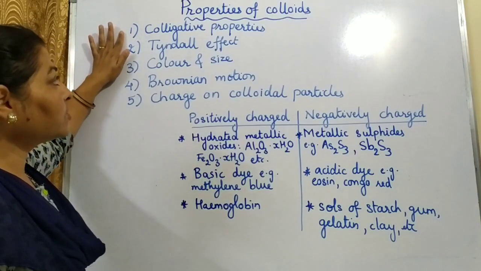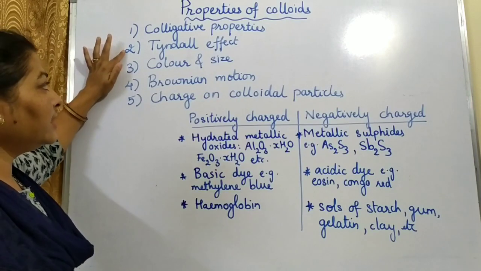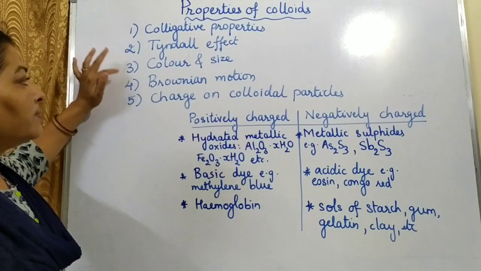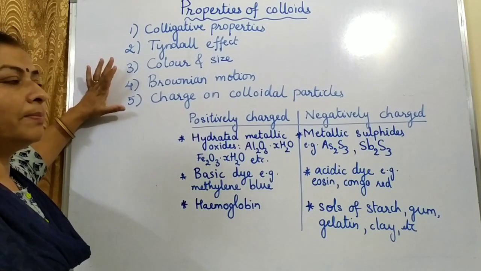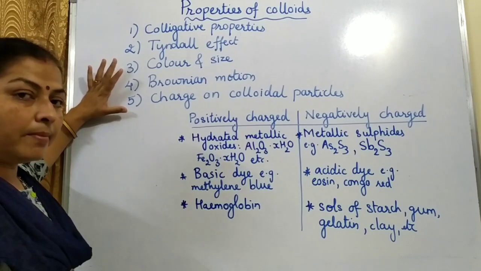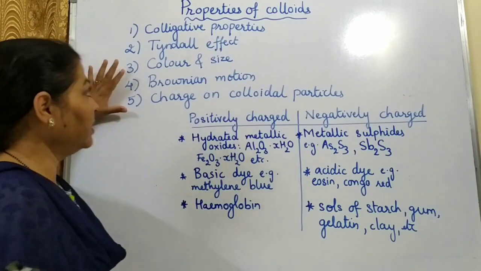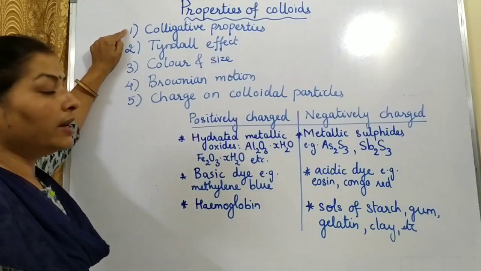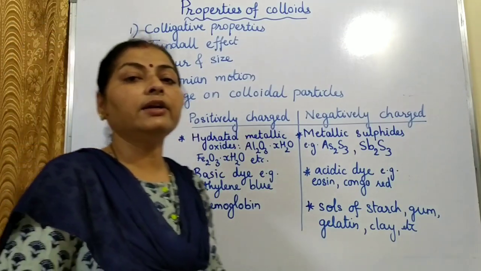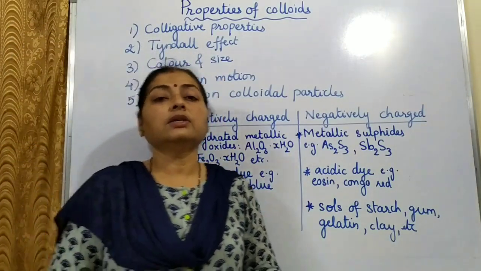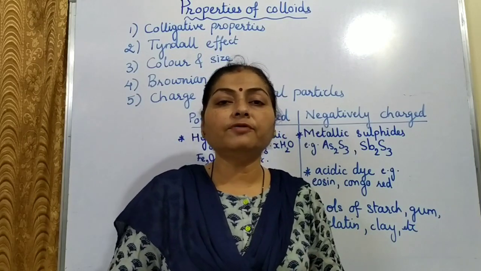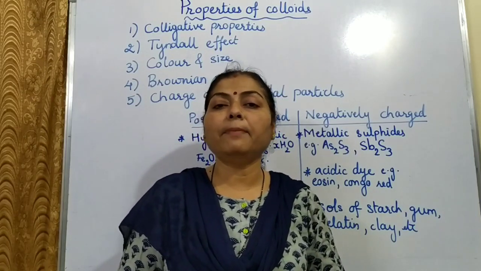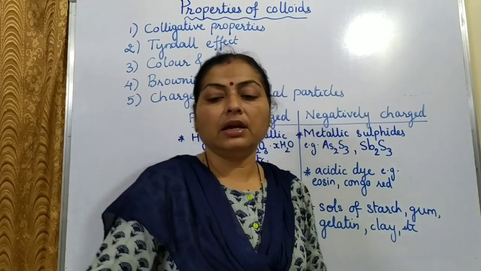The first property is colligative properties, then Tyndall effect, color and size, Brownian motion, charge on colloidal particles. There are many more. We'll see one by one. The first one, colligative properties. So colligative properties means those properties of solutions which depend on the particle size.